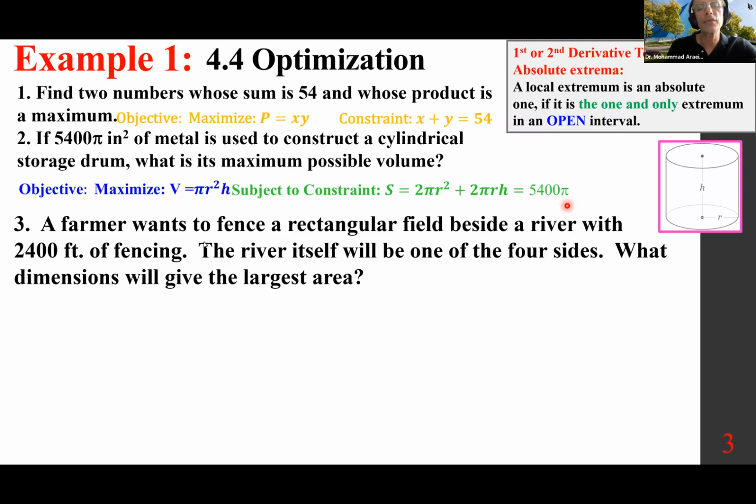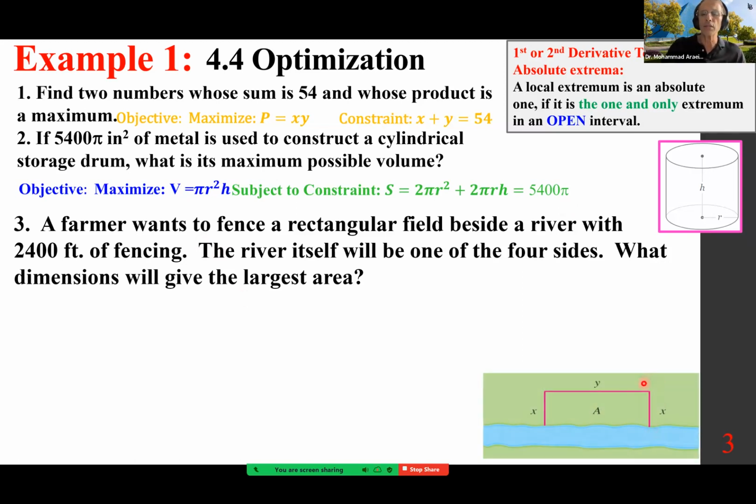A farmer wants to fence a rectangular field beside a river with 2,400 feet of fencing. The river itself will be one of the 4 sides. What dimensions will give the largest area? Well, you always want to do the drawing. So x, y, x, and so you want to maximize the area, which is x times y.